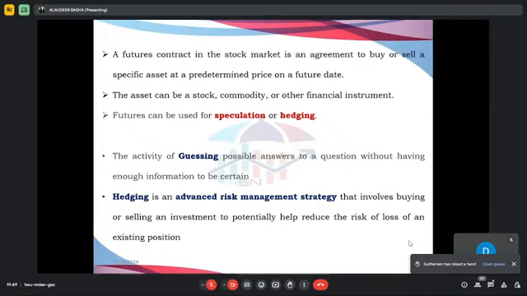Second one is hedging. Hedging is, most of the time, to avoid the risk in our portfolio. For example, you can buy the same product and similarly you can sell the same product. So you can reduce the losses or manage your losses. It is called hedging. Okay.